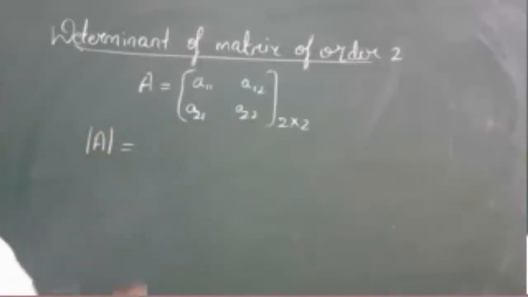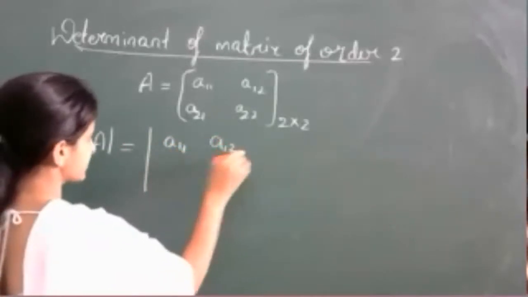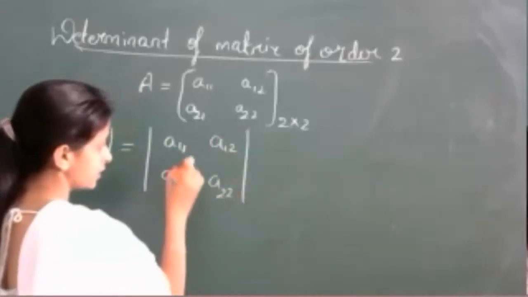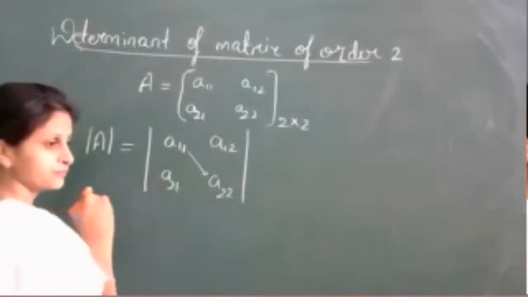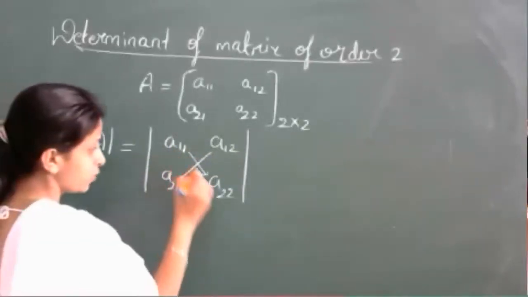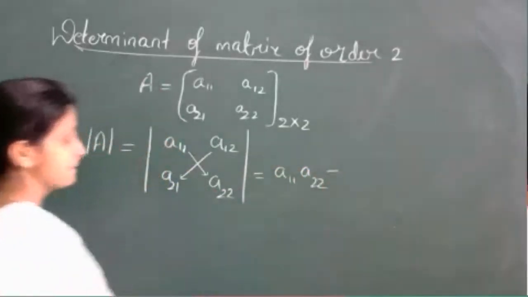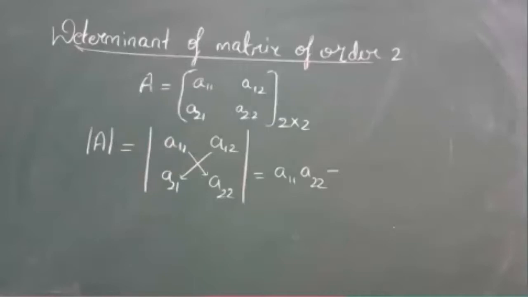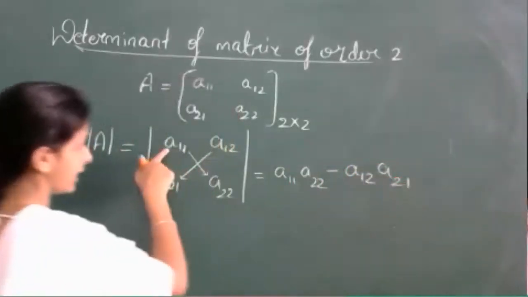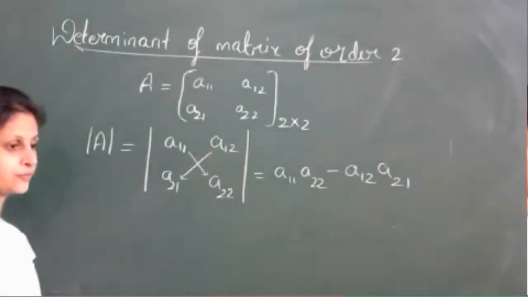The determinant of this matrix A will be equal to, you will write it between two straight lines. What you will do here is multiply these two and then subtract from it the product of the other two. That means A11 into A22 minus A12 into A21.